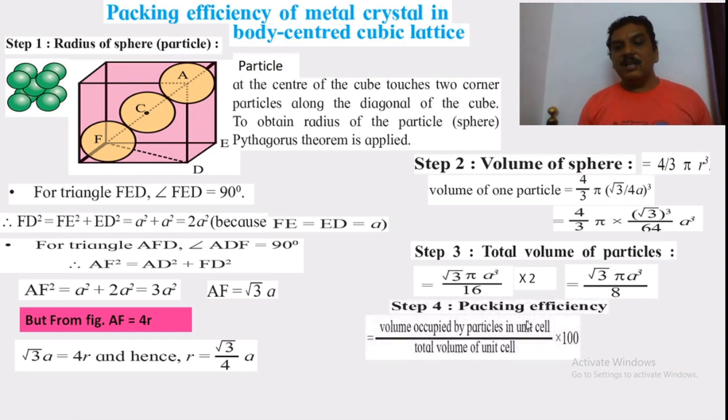And the fourth step, again, is the packing efficiency. It is equal to the volume occupied by particles in the unit cell.